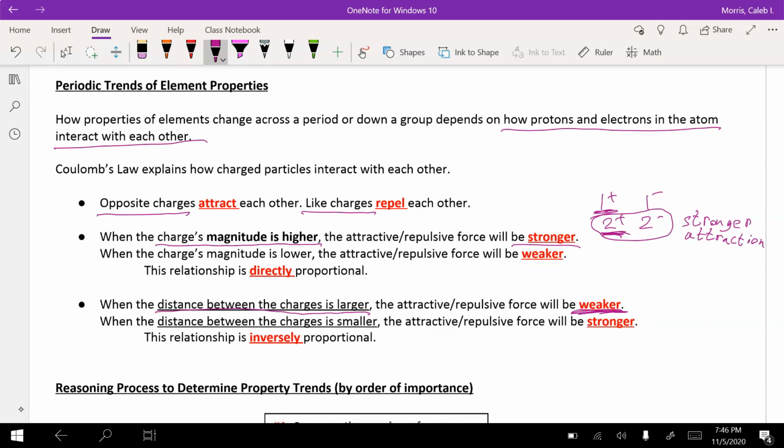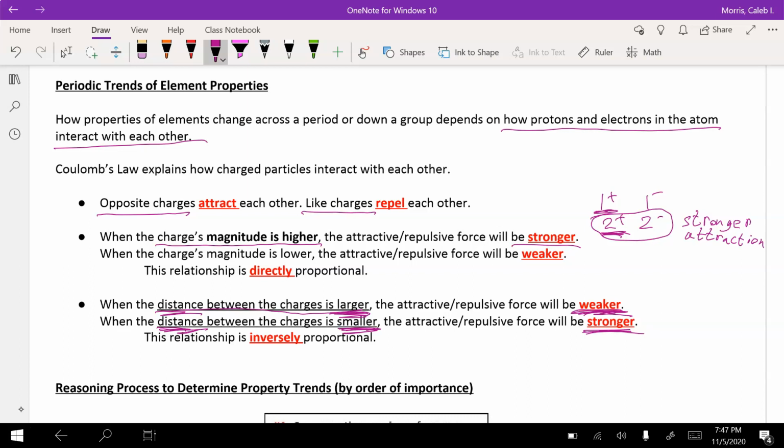And the place where you feel it the most strongly is right before they touch, when they're very, very close. So when the distance is larger, the attractive force is weaker, and when the distance between the charges is smaller, the attractive or repulsive force will be stronger. And we're talking about the distance between them. This relationship is inversely proportional.